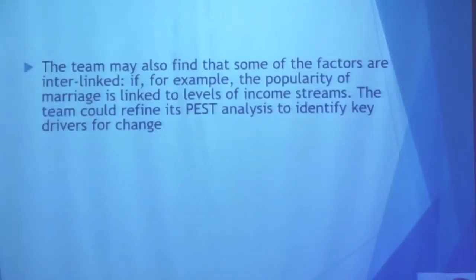Further, the team may also find that some of the factors are interlinked. For example, popularity of marriage is linked to levels of income. First of all, you should be able to afford it. You are spending a thumping amount. Now, if you are going to have a wedding at this deluxe hotel, 10 million is the cost that you will have to spend. So, can you afford it? If we are trying to come up with the wedding package, what should be our price? Can they afford it? That is the next question.